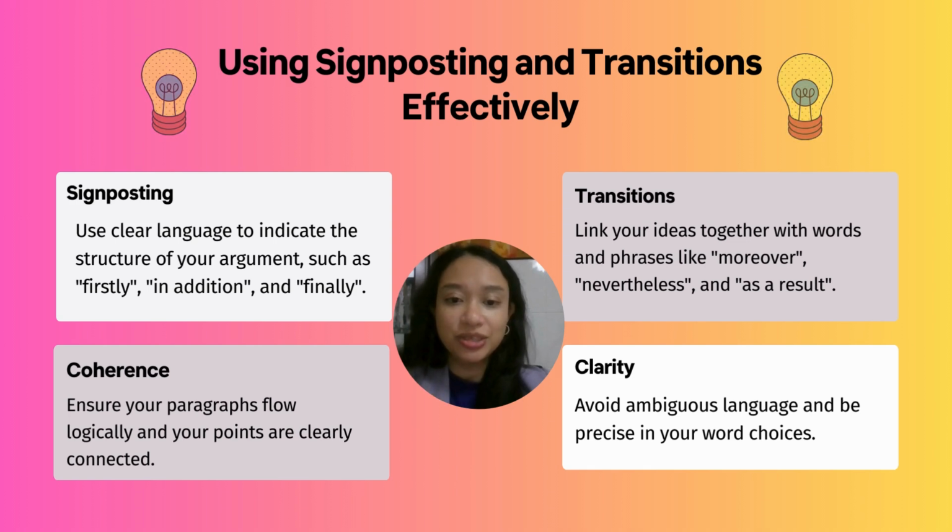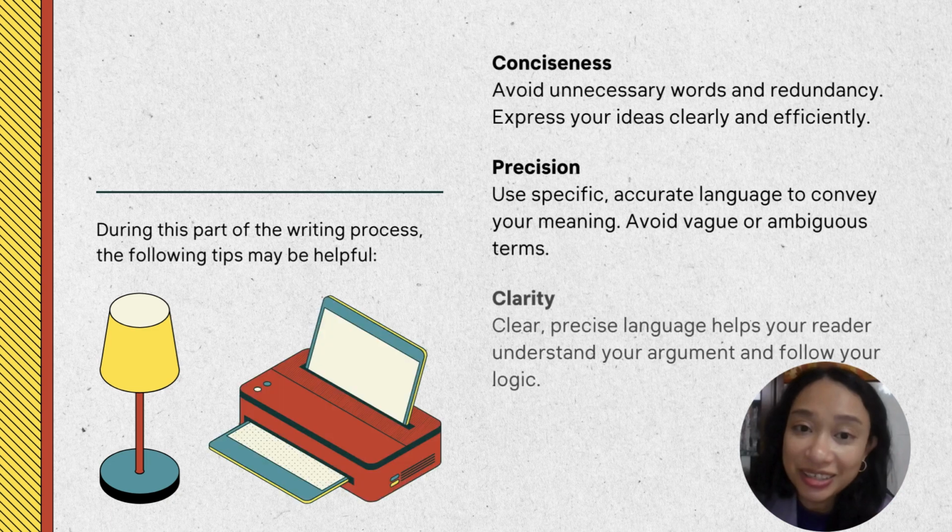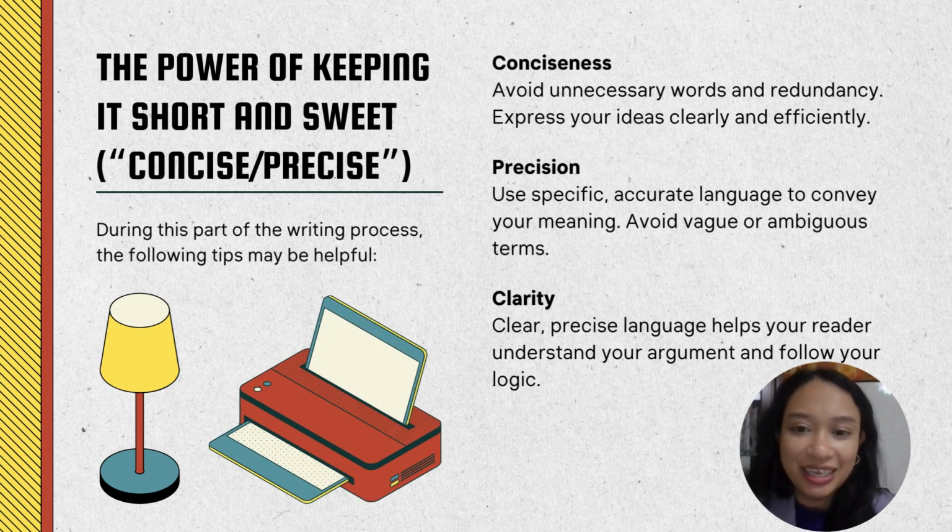And let's see at the bottom too, coherence. We need to ensure the paragraphs flow logically and your points are clearly connected to one another. While for clarity, we need to avoid ambiguous language and we need to be precise in your word choices. So you don't have to use big words all the time as long as they can be understood by the reader.